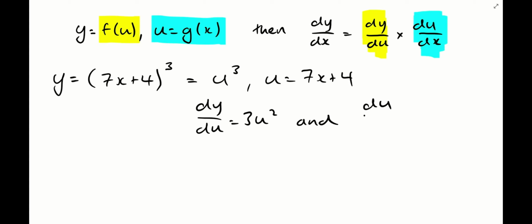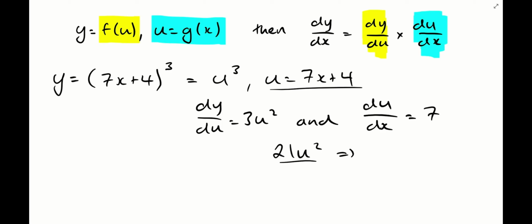And du dx is equal to 7. So if we multiply these terms together, we end up with 21u squared, and substituting u is equal to 7x plus 4 back into this 21u squared, we end up with 21 lots of 7x plus 4 all squared.